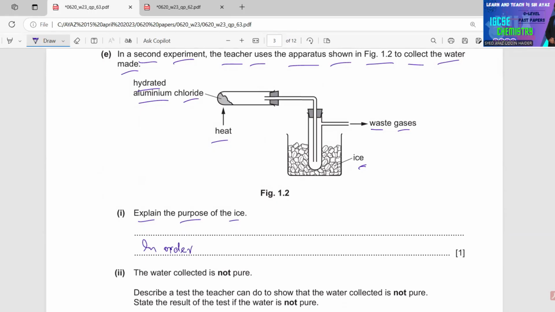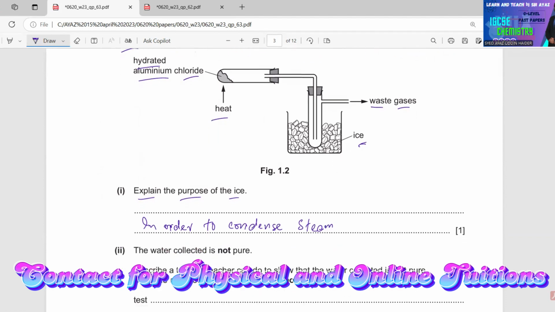In order to condense steam. You have steam produced, you have to condense the steam.